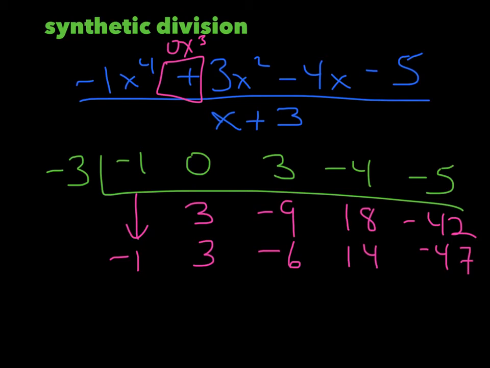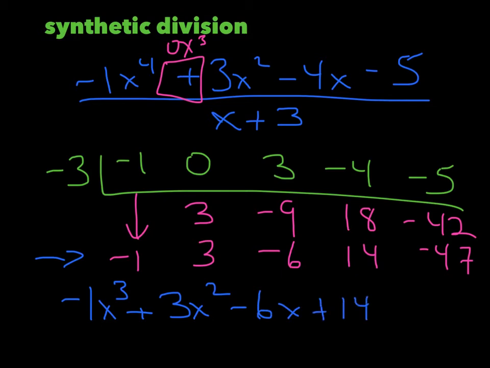So remember, we need to remember how to write this as our answer, right? Because this is not an answer form. This is not really what I'm looking for at this point. So really, my answer is -1 x to the third. Remember, you have to reduce it by 1 degree. So if this started out as a 4th degree, my answer is now a 3rd degree. Plus 3x squared minus 6x plus 14, and my remainder is -47 all over x plus 3. And that is my final answer. Okay? So now you know how to add zeros in there. So let's look at one with imaginary numbers.